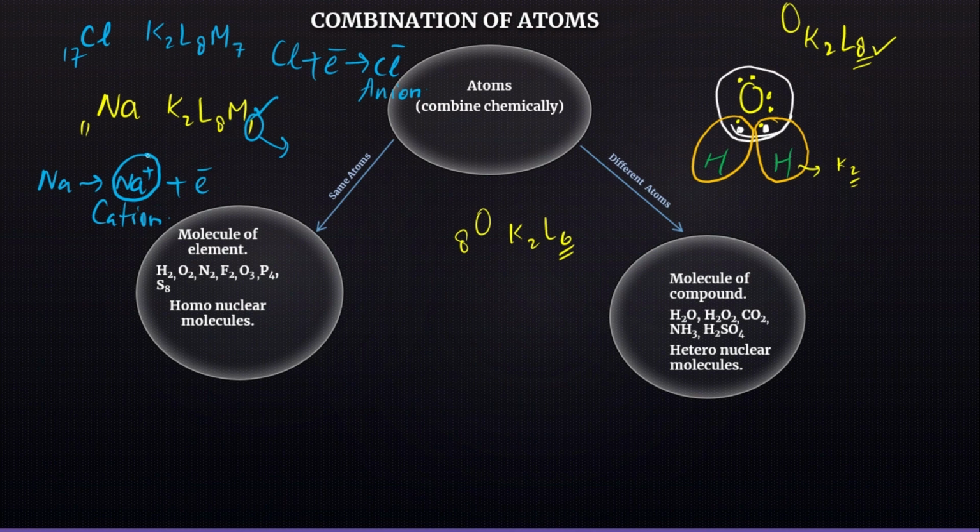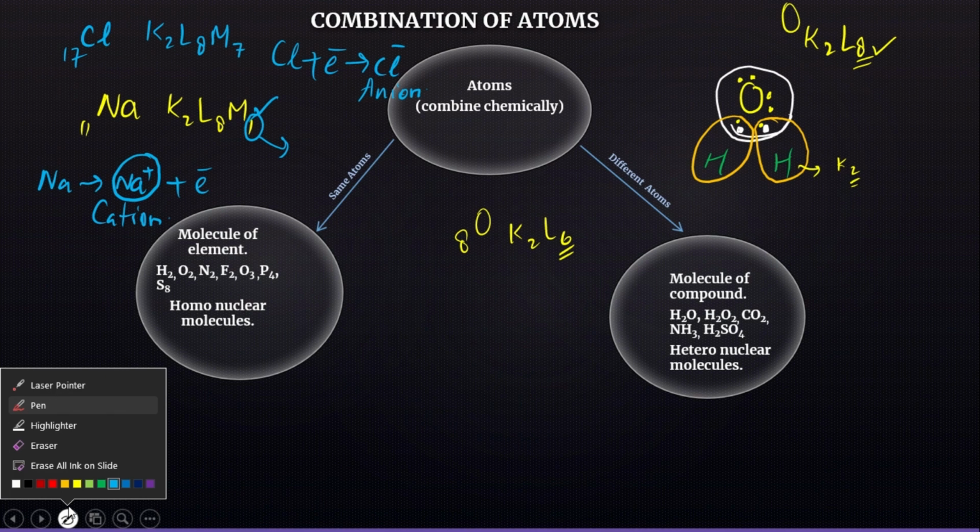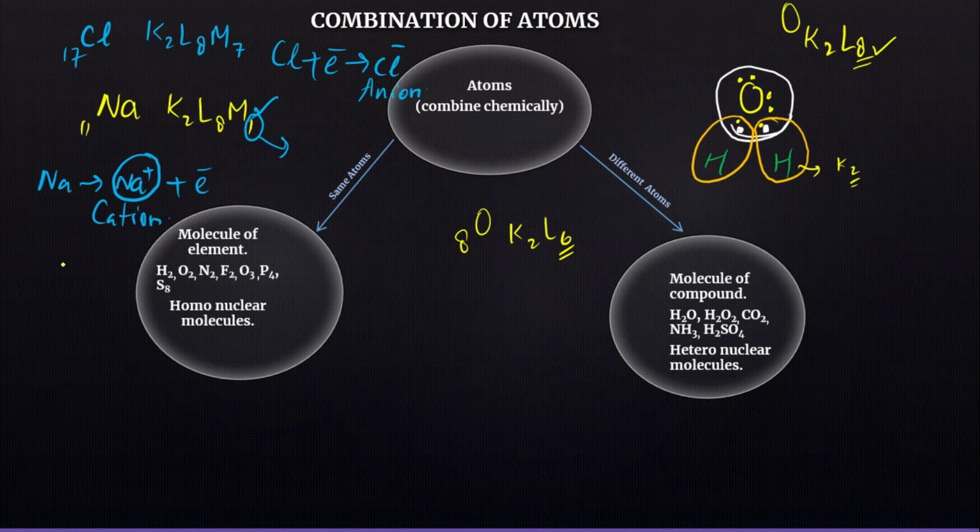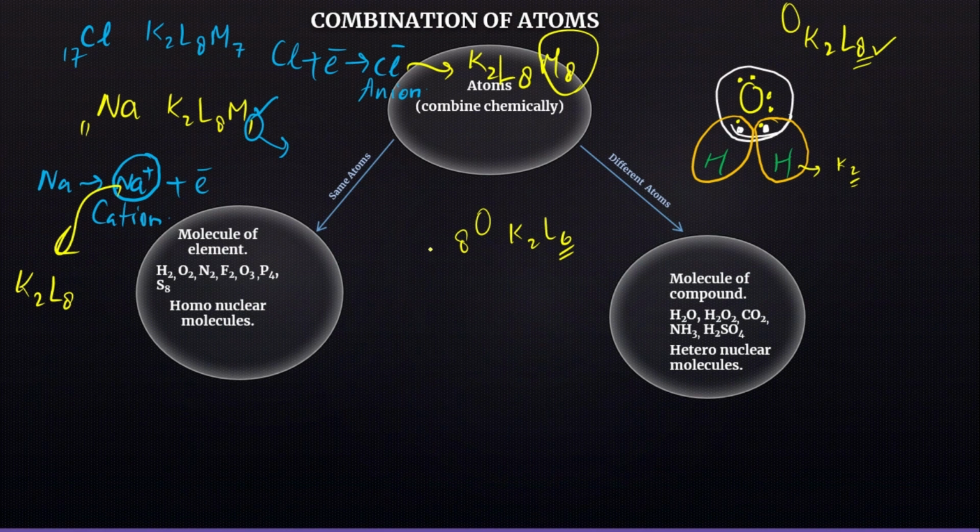And check out the configuration after losing or gaining electrons. Na positive is more stable than Na. It is K2L8 only in this case. What about Cl negative? Cl negative is K2L8M8. Look at this. The last shell has 8 electrons in it. So all these atoms are getting stable by the octet rule, most of them either by gaining electrons, losing electrons, or by sharing of electrons. So that is why atoms combine.